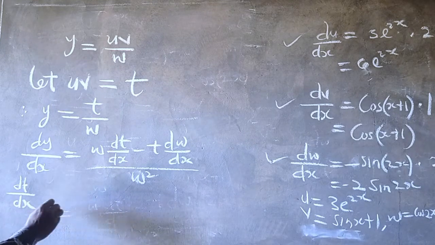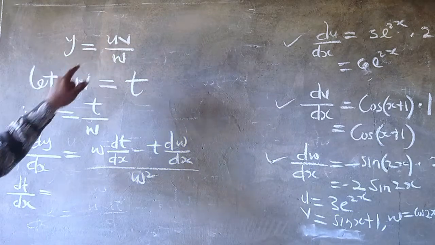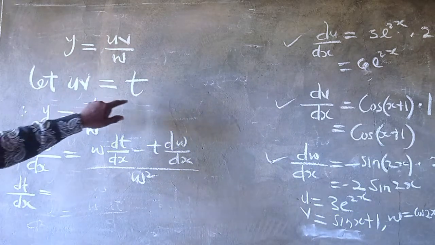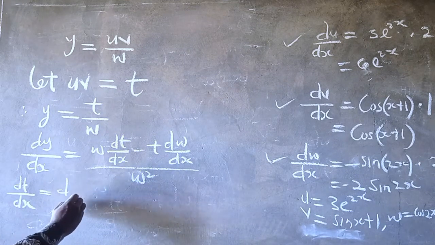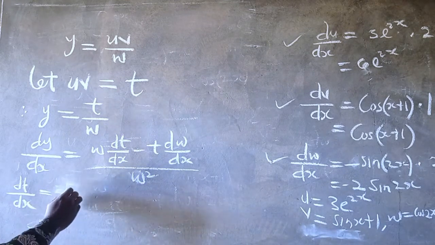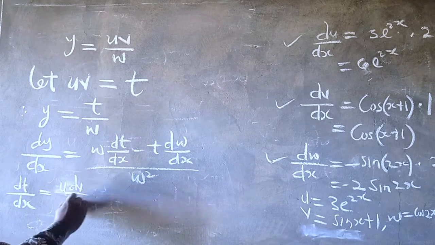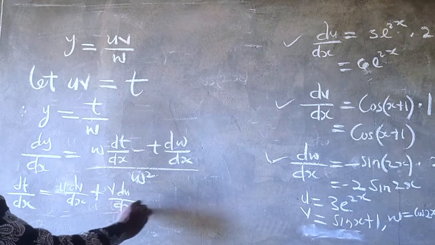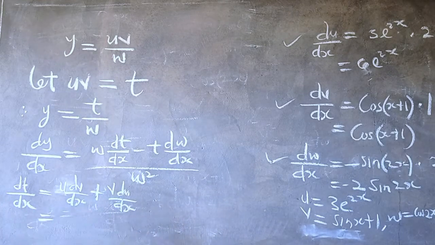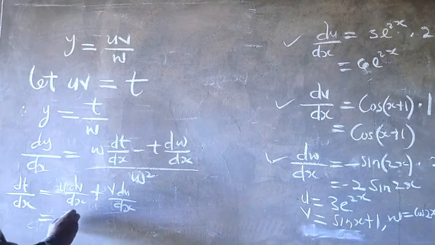So what is dt/dx, the derivative of t with respect to x? Mind you, t is u times v, so you're going to apply the product rule there. So dt/dx is going to be u dv/dx plus v du/dx. So we apply the product rule to get the derivative of t.